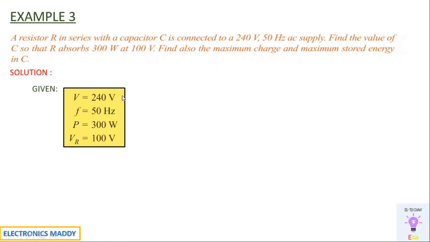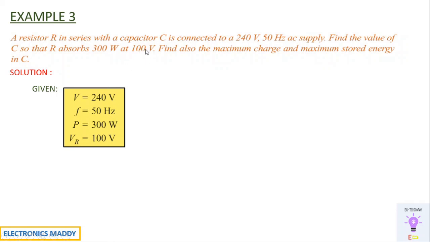So we will be writing the given data. The voltage V is given as 240 volts and a 50 hertz supply. P is given as 300 watt at the voltage of 100 volt. So R absorbs this much. That means this is the active power. As I already told you, active power is the power consumed by the resistive elements in the circuit. So P is equal to 300 watt at 100 volt.